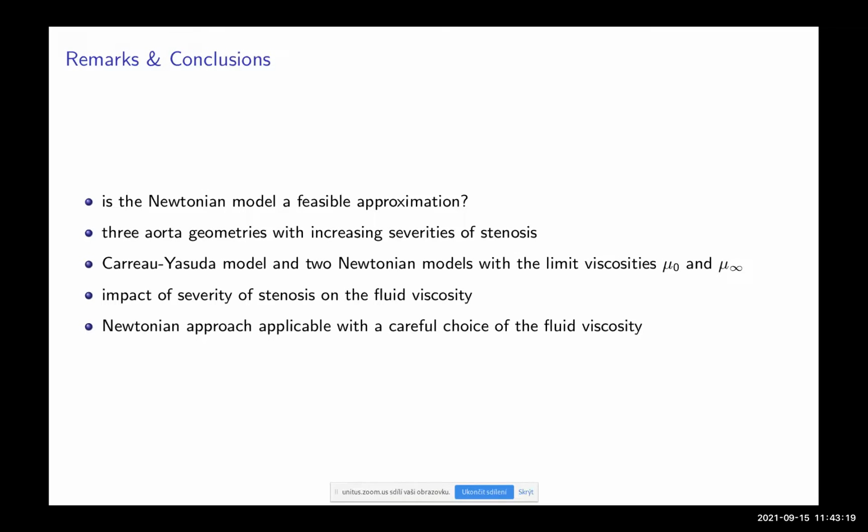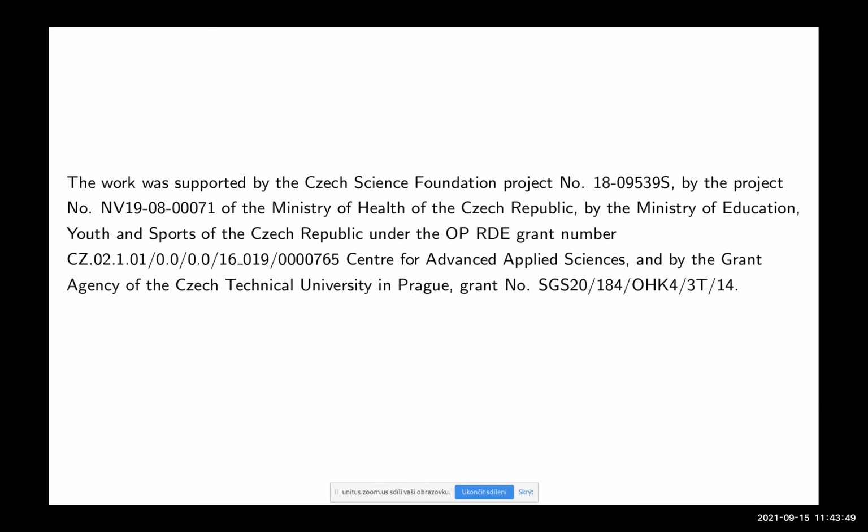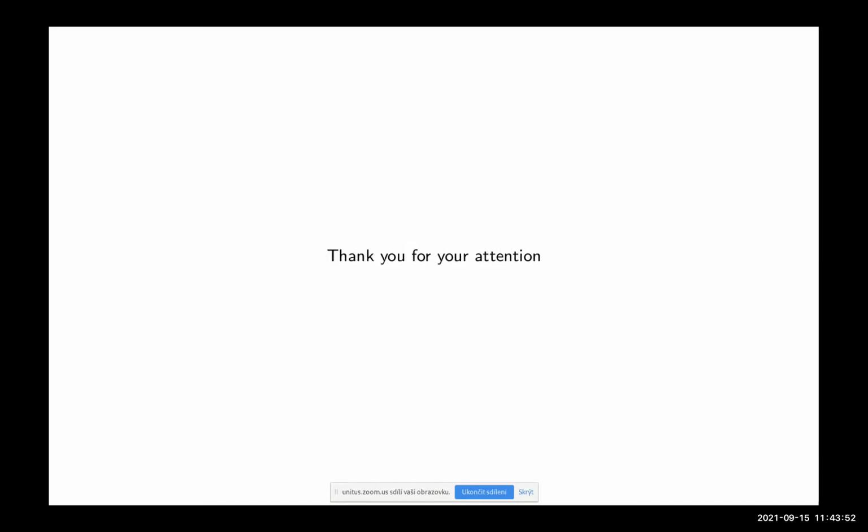And what we have seen is that the severity of the stenosis has an impact on the fluid viscosity, that the viscosity behind the stenosis decreases with increasing severity of the stenosis. So our conclusion was that for this case, the Newtonian approach is applicable, but we need to choose the right limit viscosity. And after the acknowledgements, that's everything for me, and thank you for your attention.